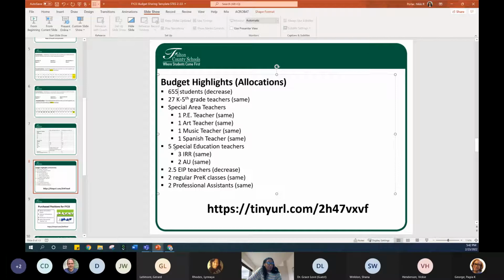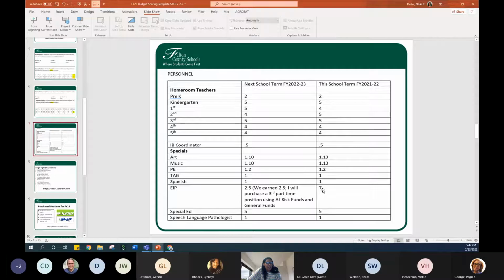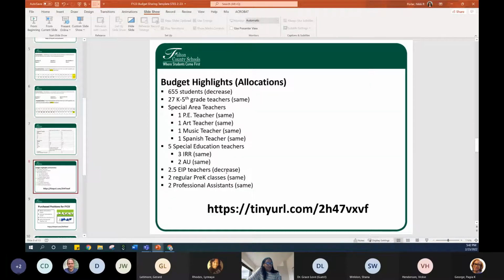We still have 5 special education teachers, 3 interrelated and 2 in the autism unit. We did have a decrease. This year, as you were able to see on this document, we had 7 early intervention program teachers and we're down to 2.5. What we did was purchase a 0.5 to give us a total of 3. That is definitely an impact happening across our district and our state because of a change in legislation for the EIP models. We can no longer use the reduced class size model. Fulton County Schools held us harmless this year, which means we didn't lose the teachers for this school year, but it will impact us next school year.